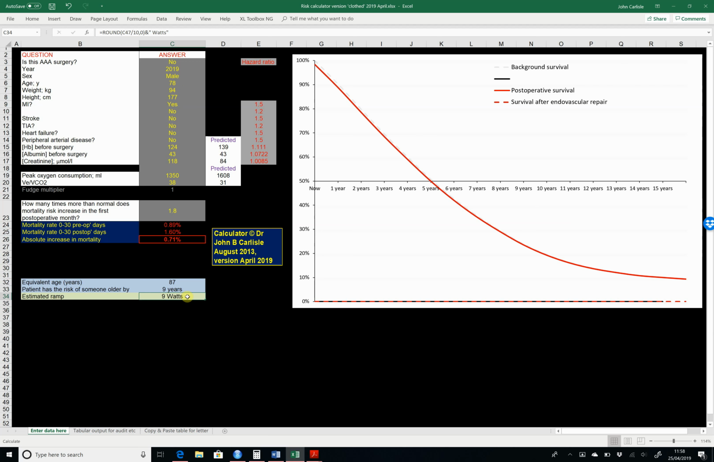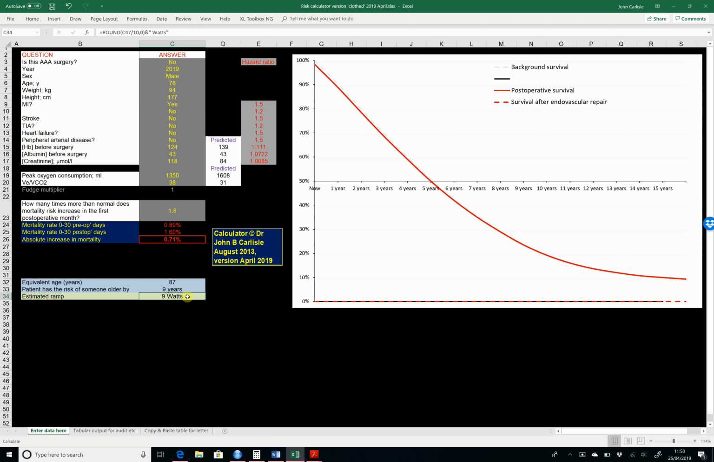And one would expect their background oxygen consumption to be maybe around about 300 mils. So at the end of freewheel pedaling, it would have doubled from 300 to 600, plus 900, we'd expect around about 1500, so it's not too far off 1350.